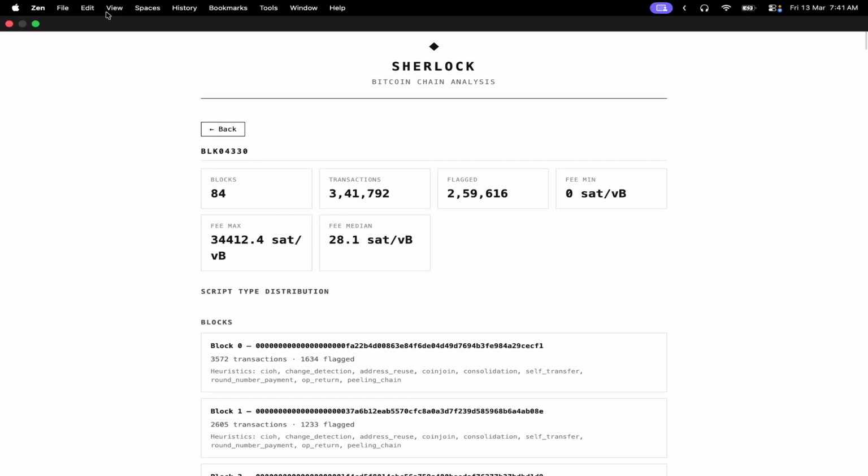This is Sherlock. Parsing raw Bitcoin data, applying probabilistic heuristics, and surfacing patterns that reveal how Bitcoin is actually behaving.